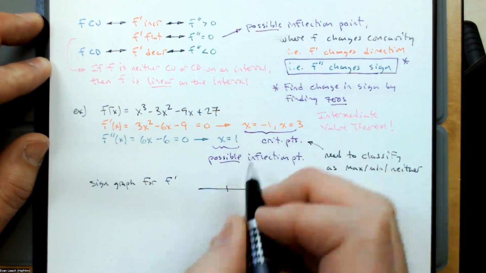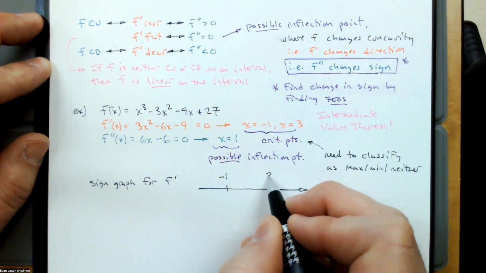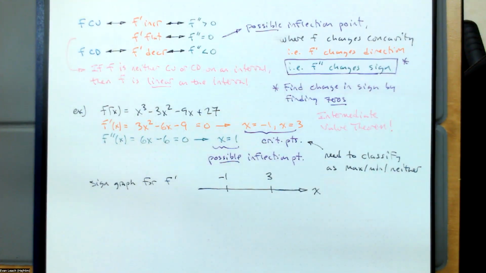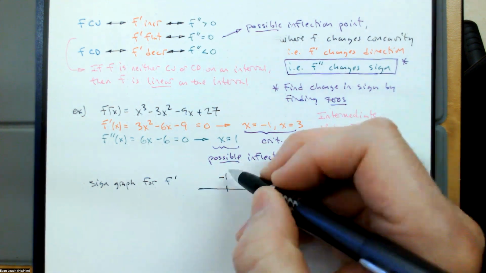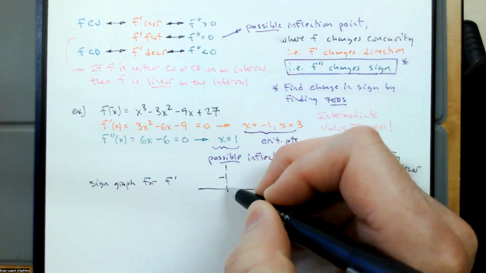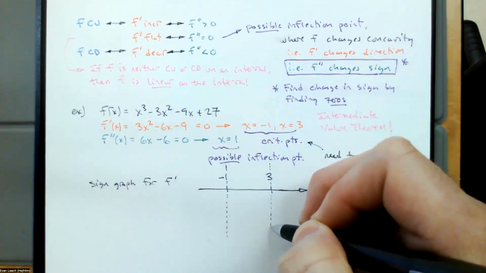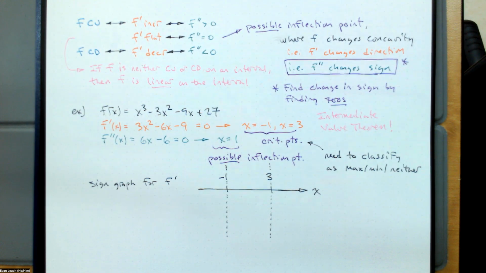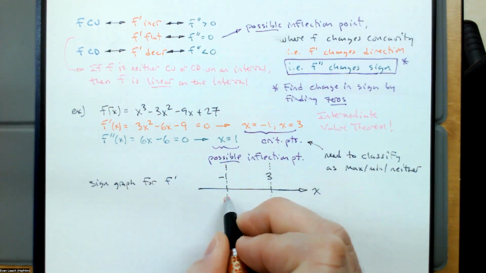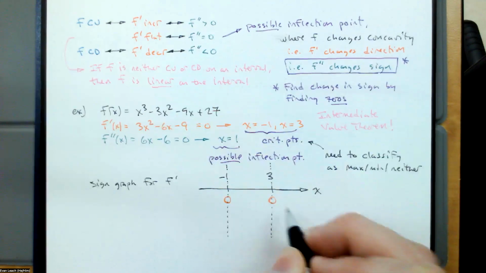Here's the x-axis. I have critical points at -1 and 3. These two critical points divide the number line up into three regions: less than -1, between -1 and 3, and greater than 3. At these two points, I know the first derivative is equal to 0.